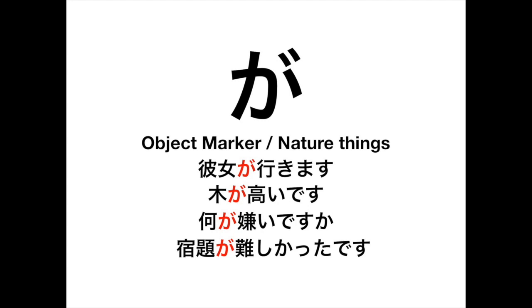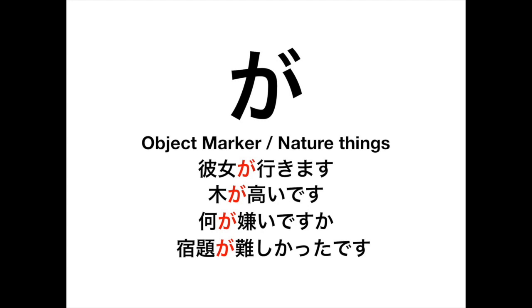Okay? And the next one is nani ga kirai desu ka? And that is what do you not like? So what is the object, so we say ga, and then not like is describing that. And the last one is shukudai ga muzukashikatta desu, and that is the homework was difficult. So the object that was difficult is the homework, so we say ga.